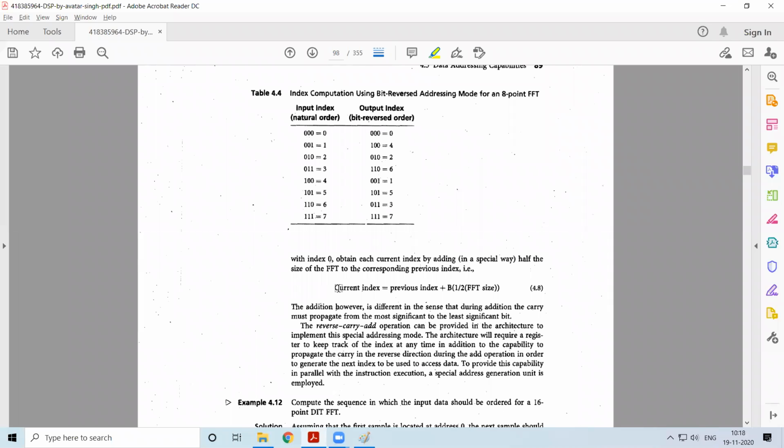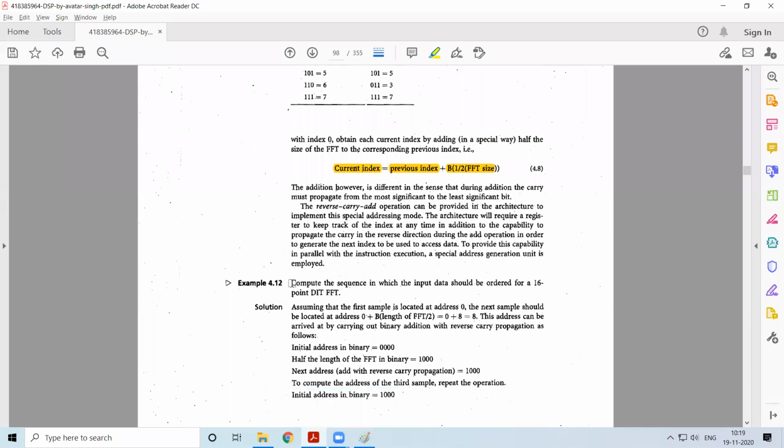Here we see what the current index is. In order to get the current index, we use the previous index plus half the size of the FFT. So let us look at this with an example, whether we are able to achieve this bit reversed addressing. In this example, compute the sequence in which the input data should be ordered in a 16-point DFT. So what is the size of the DFT? Size of the DFT is 16.